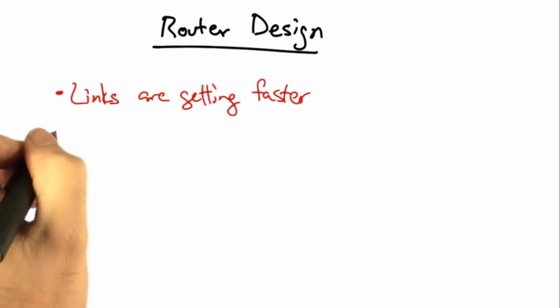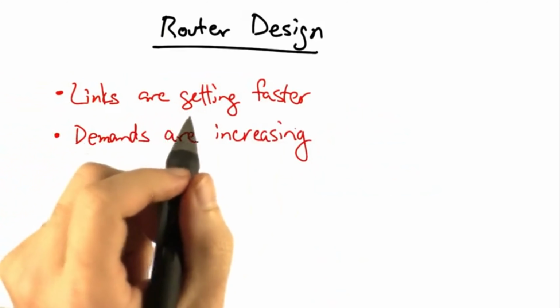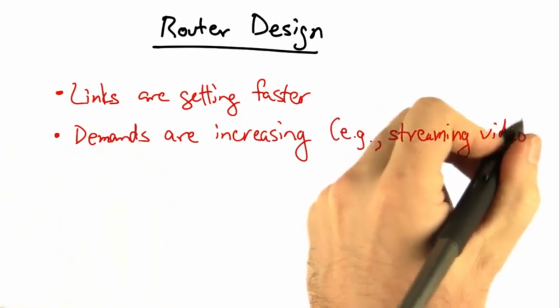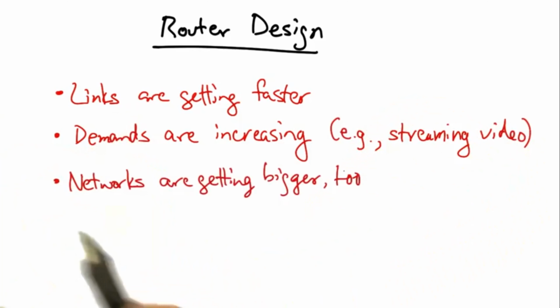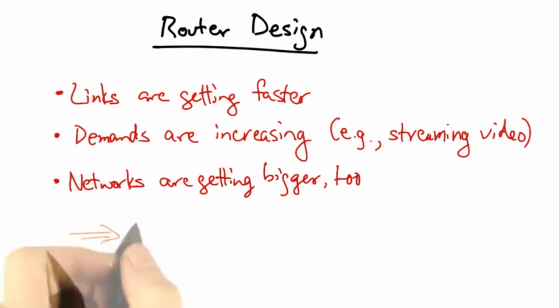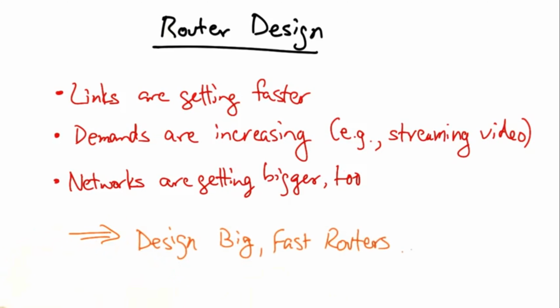There's a significant need for big, fast routers. Links are getting faster. Traffic demands are also increasing, particularly with the rise of demanding applications such as streaming video. Networks are getting bigger too, in terms of the number of hosts, routers, and users. So there's a perennial need to design big, fast routers, particularly in Internet backbone networks.